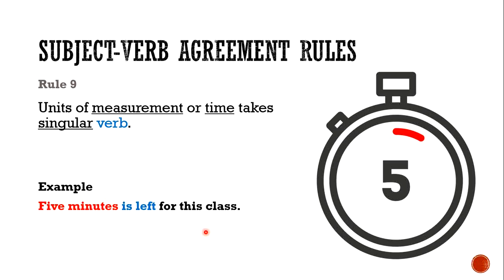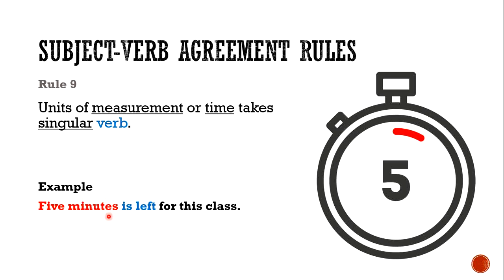This is another one. This is a very easy one. Units of measurement or time take a singular verb. Kilometers, minutes are all units of measurement. We use a singular verb even if it is plural. It takes a singular verb even if the subject is plural or looks like plural.